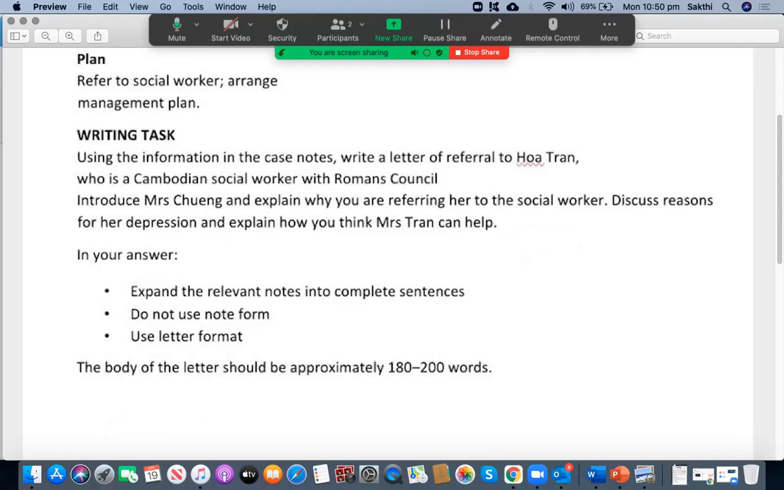Yeah, okay. Who is a Cambodian? It's not even correctly spelled, a Cambodian social worker with the Romans Council. So you have to mention Hotran, comma, social worker, and then in the next line you have to write down Romans Council. Okay, introduce Mrs. Chueng and explain why you are referring her to the social worker. Discuss reasons for her depression and explain how you think Mrs. Tran can help. Okay, good.